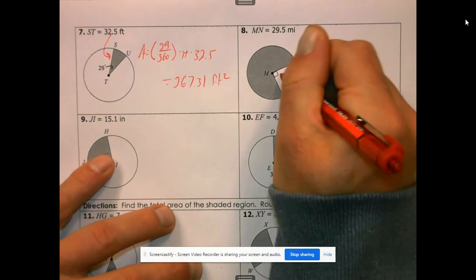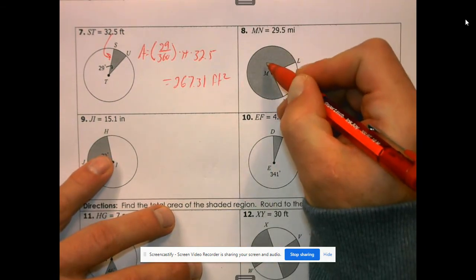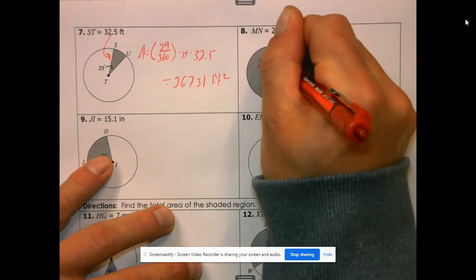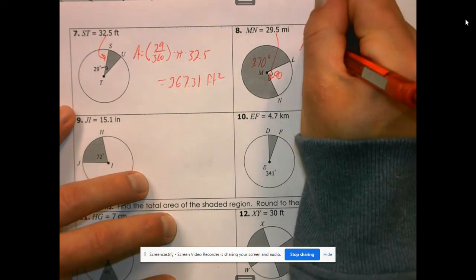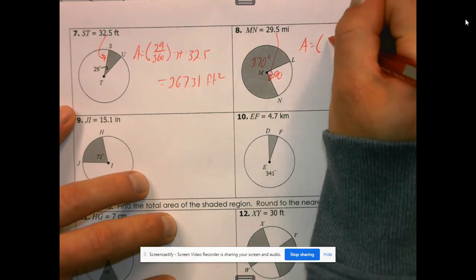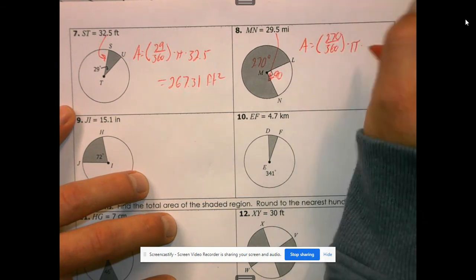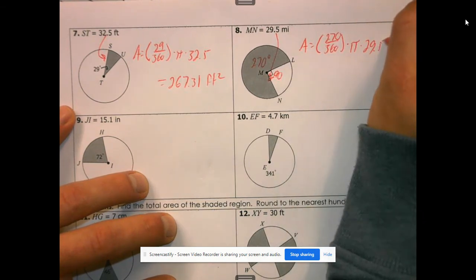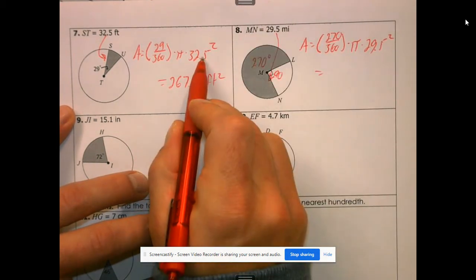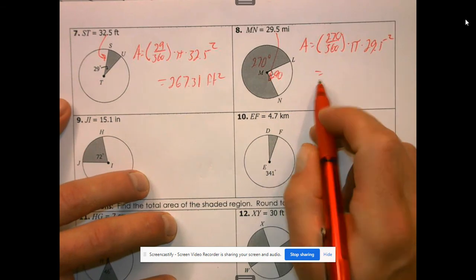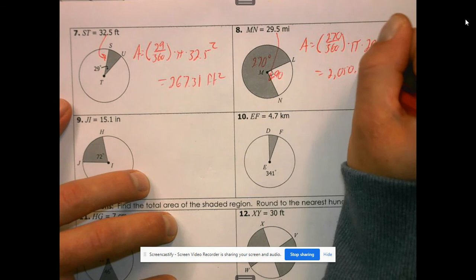Okay. White is 90 degrees. So 360 minus 90 to get the shaded is 270. M to N is your radius. Let's see, shaded part, 270 over 360 times pi times 29.5 squared. I forgot to square that radius over there, sorry. Solution, 2,050.48 square miles.